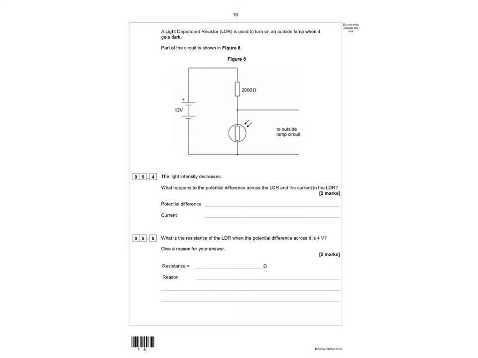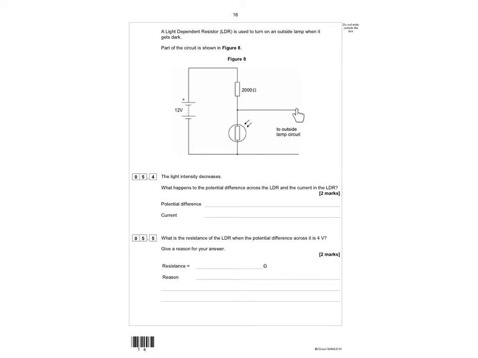Moving on to the next page, a light-dependent resistor, or LDR, is used to turn on an outside lamp when it gets dark. Part of the circuit is shown in figure 8. So what do we have in figure 8? Let's just have a quick check. So we've got a 12-volt battery, we've got a resistor of 2000 ohms, and here is our LDR.